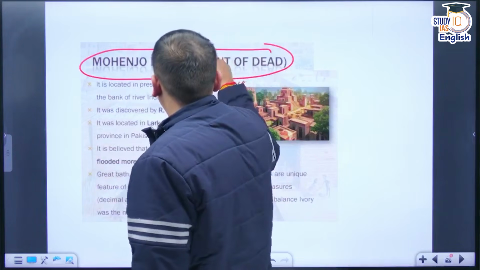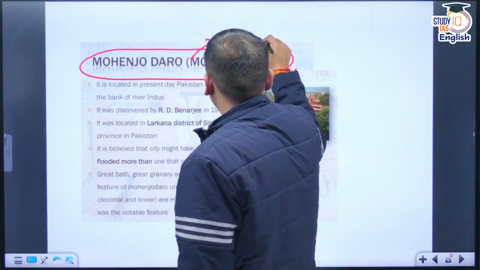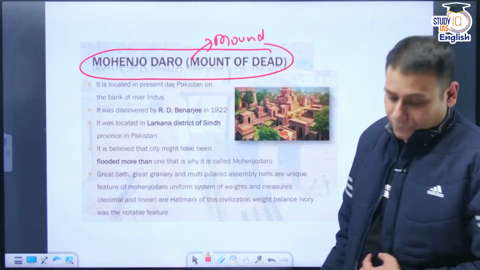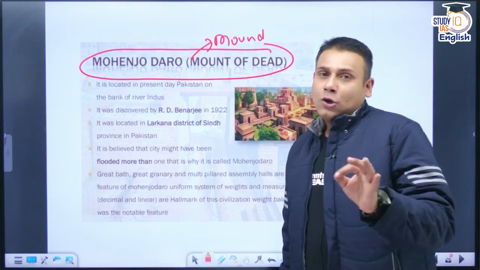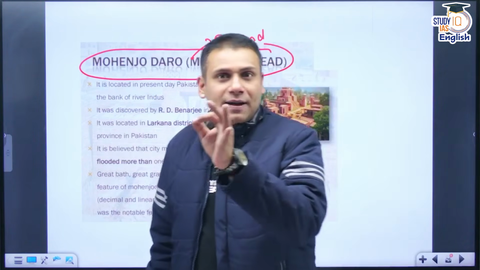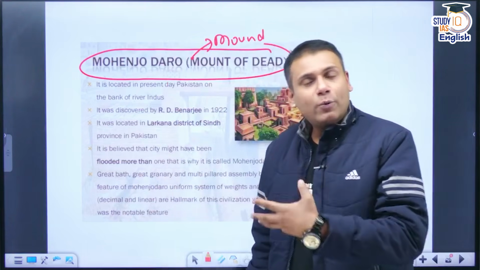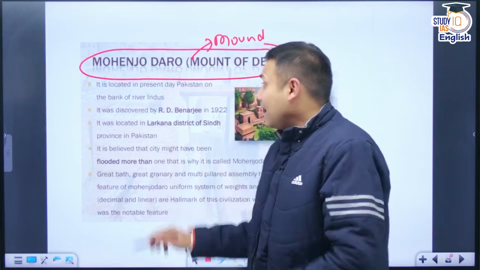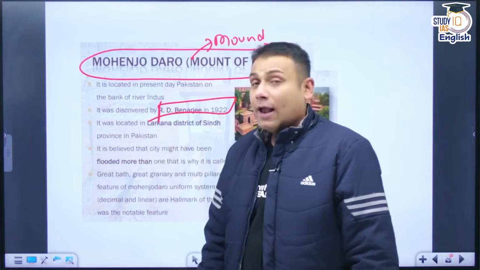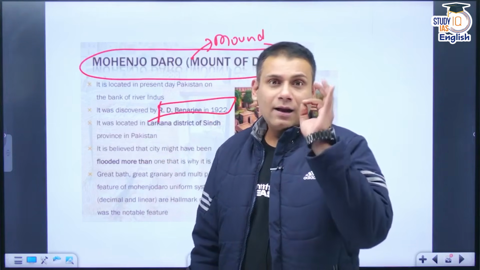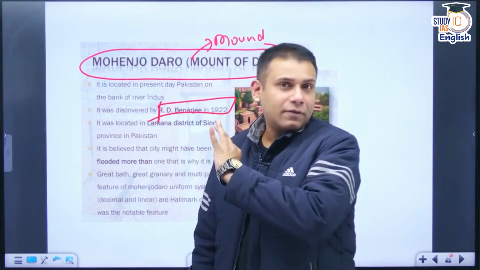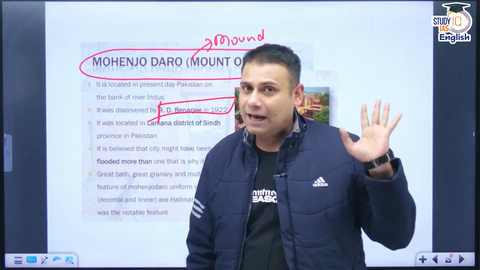Mohenjo-daro, Mound of Dead. Mohenjo-daro is the second Indus Valley site to be discovered. It was discovered in 1922 by Rakhaldas Banerjee. It is located in Larkana district of Sindh region of Pakistan.